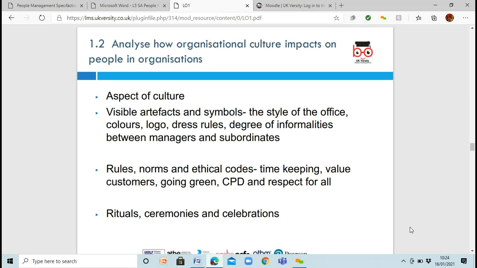And then the degree of informality between managers and their subordinates. That really depends on how formal or informal the conversation or the work is between them. And then we've got something called rules, norms, and ethical codes. So like timekeeping, value for the customers, going green if you're deciding to become more environmentally friendly and you want to change the way your office is run. CPD, continuous professional development, is another rule and norm that's part of their culture, and also respecting each other.